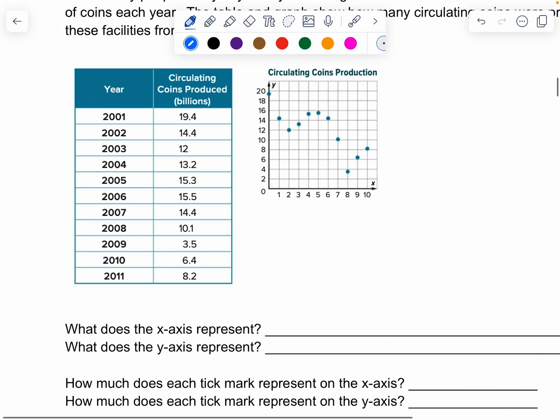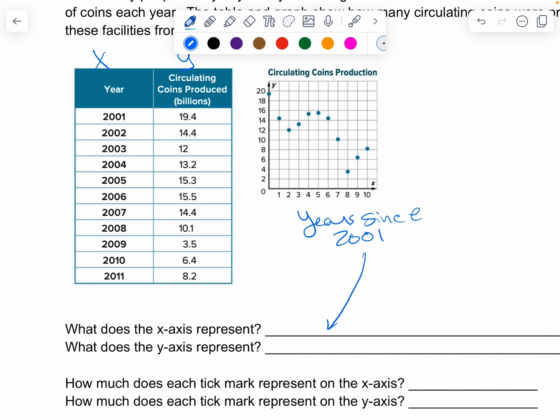What does the x-axis represent? So these are my x's, these are my y's. So years since 2001. Then the y represents circulating coins produced. And yes, you should be putting this just like I am. Now, I should have given myself more room. And that's what the y represents.